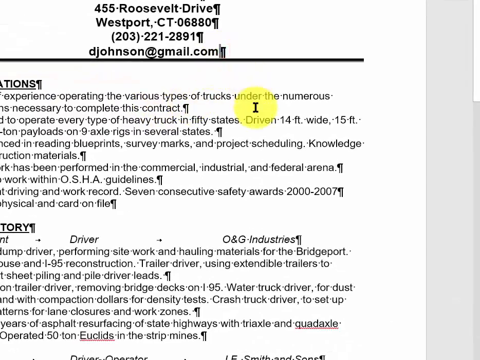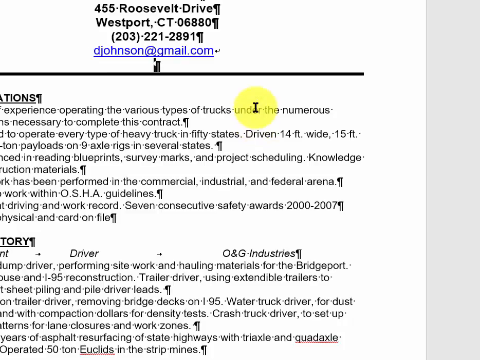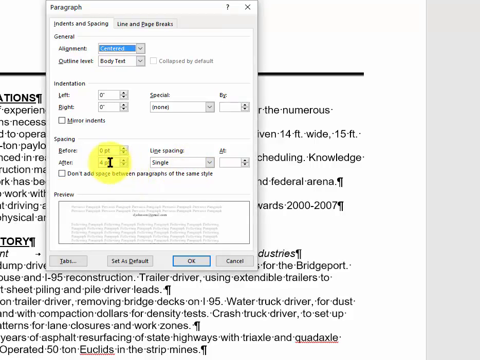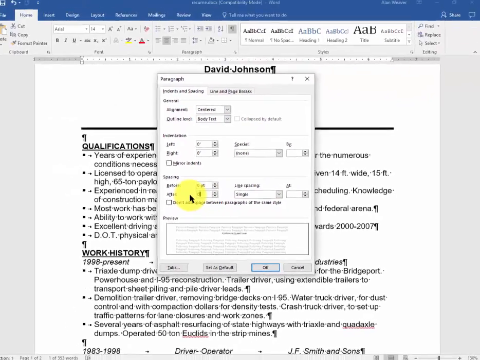If I want to get a little space below this, I could hold down the shift and the enter, a soft return. Not the good spacing here. We have two issues going on. What I want to do here, I'm going to go over here and I'm going to right click. I'm going to go into paragraph. It says 4 point. I'm going to make it 0 again.